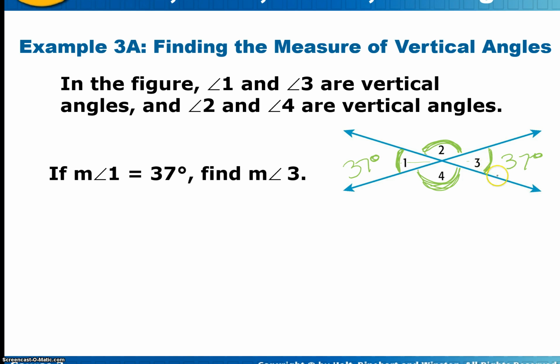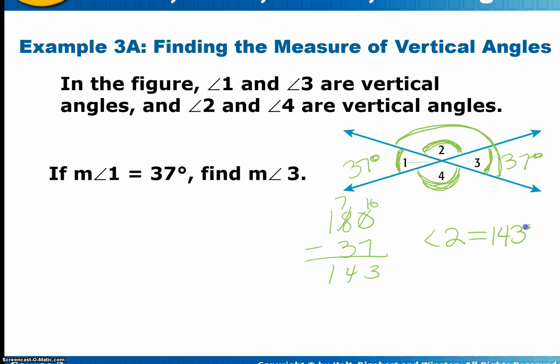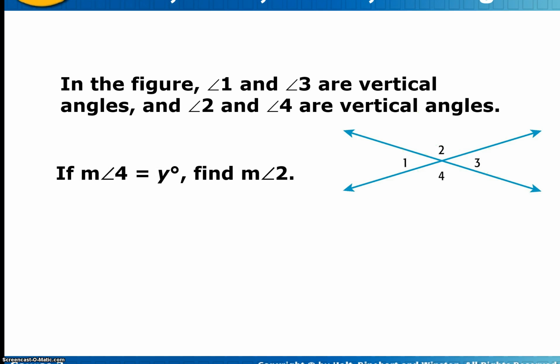And then, look at these two. They would add up to a straight angle. They're supplementary. They add up to 180. So how would you find angle 2? Exactly. You'd subtract it. 180 minus 37. That means angle 2 is 143 degrees. Well, if this one's 143 degrees, what would 4 be? They're congruent. Vertical angles are congruent, so that'd be 143 degrees. Easy peasy. All right, see if you can do this one on your own.